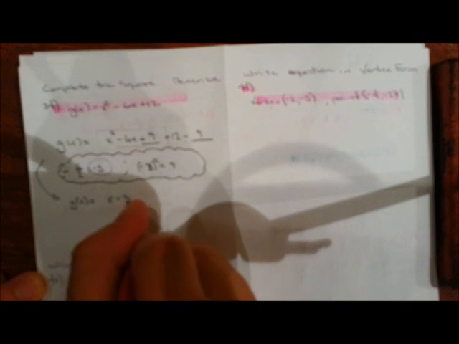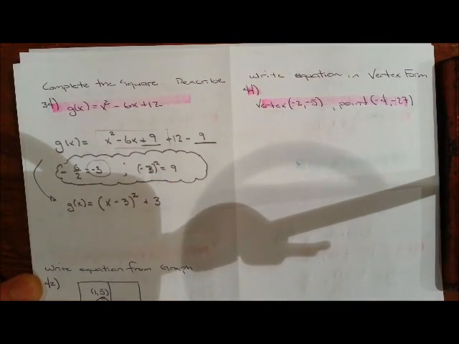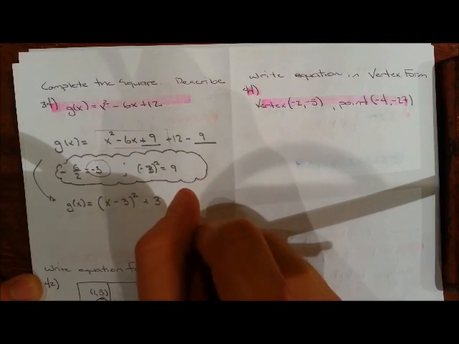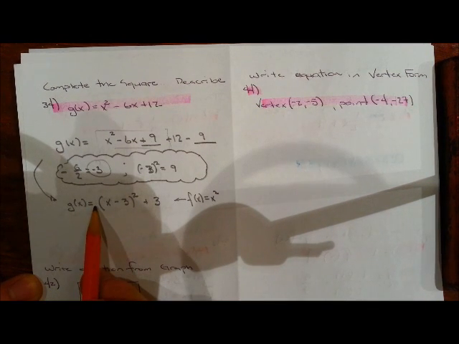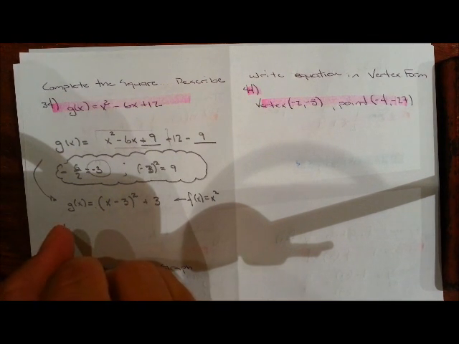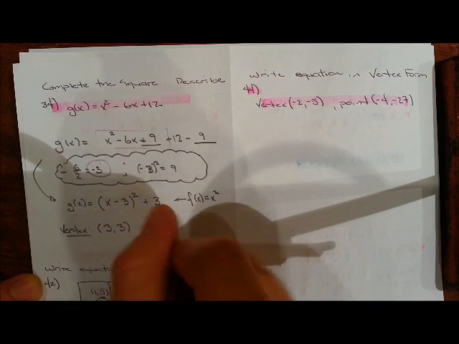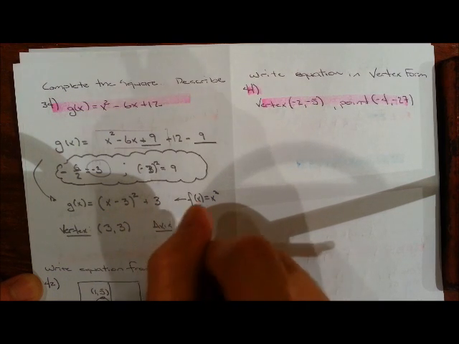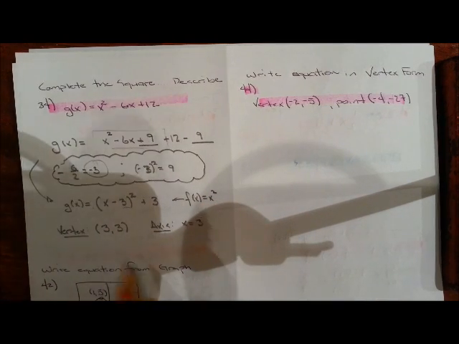G of x equals x minus 3 squared, and then I have plus 12 minus 9. I'm going to have plus 3. So describing, this is a shift and adjustment of x squared. I haven't stretched or compressed because this value is 1 that's being multiplied in. So I have a vertex of 3, 3, an axis of symmetry of x equals 3 from the 3 here.